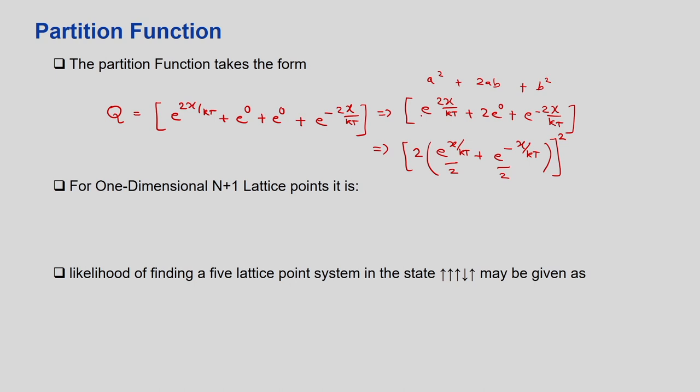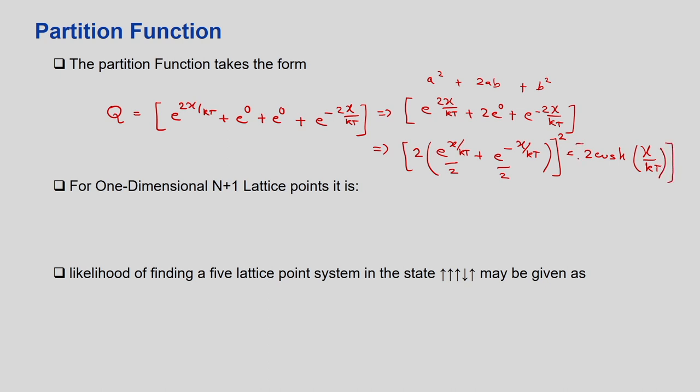So I have reduced this expression into a squared term. Now I can write the hyperbolic expression. So what is the hyperbolic expression? This expression looks similar to that of a two-sided model. So you will have the expression as 2 into cos hyperbolic of the coupling constant by kT.